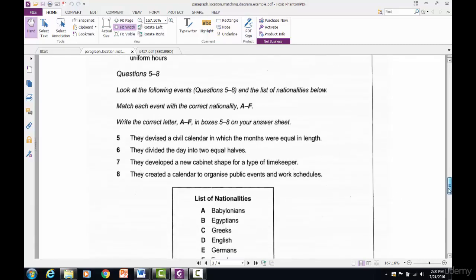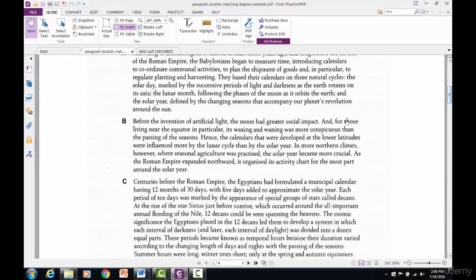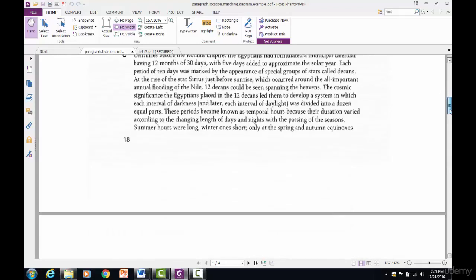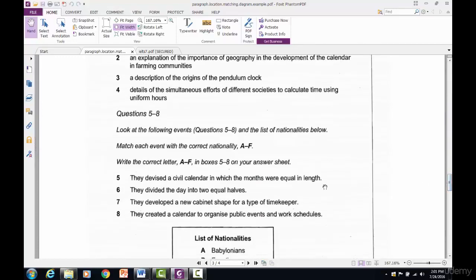Let's go look for Egyptians. Here are Egyptians right here. The Egyptians had formulated a municipal calendar having 12 months of 30 days. All right, 12 months of 30 days. And we can see that's a match for right here: civil calendar in which the months were equal in length. So number 5 would be A.